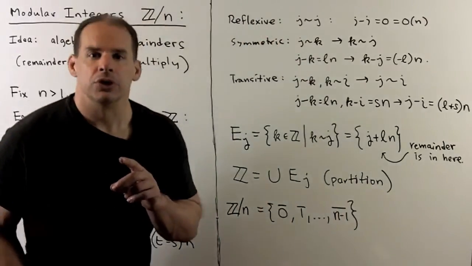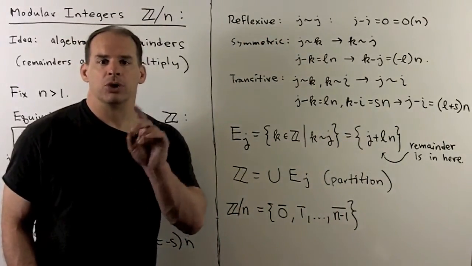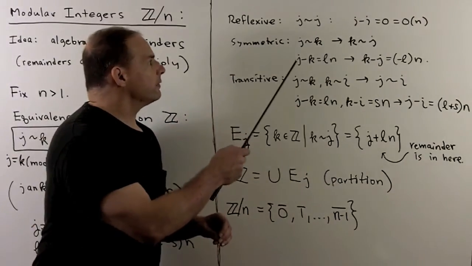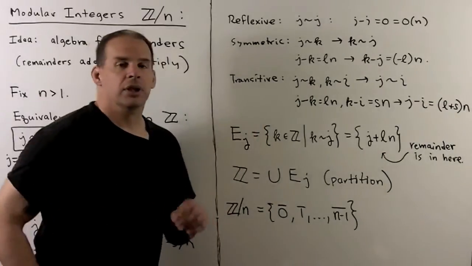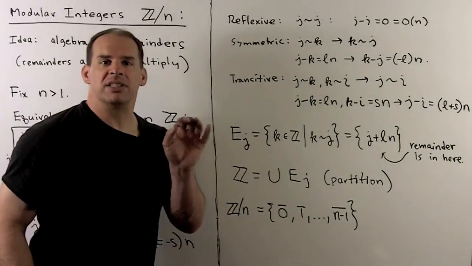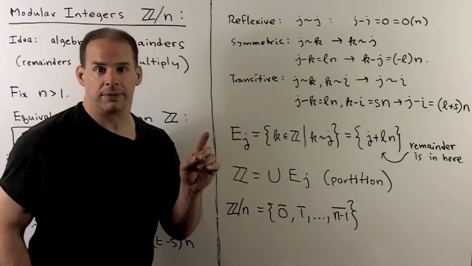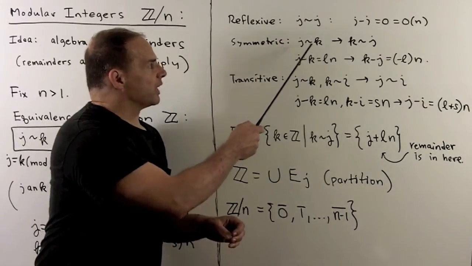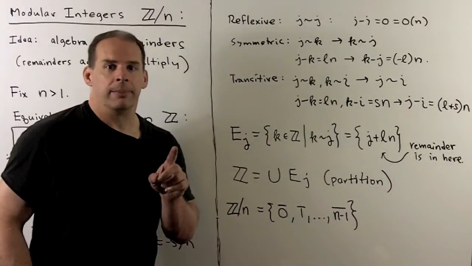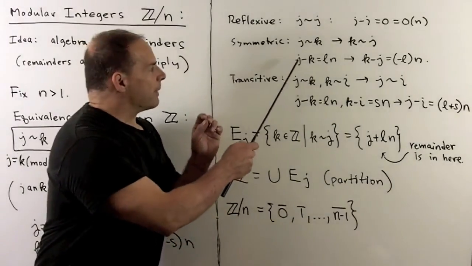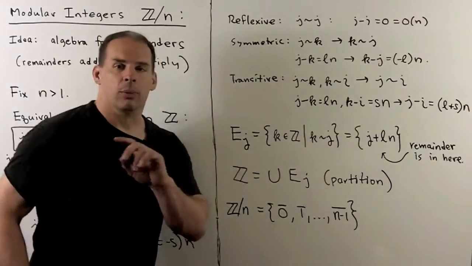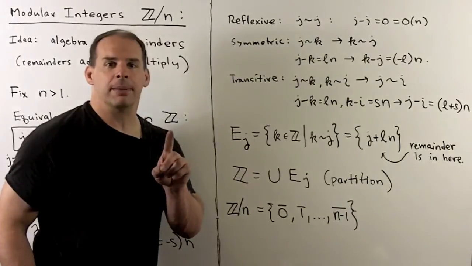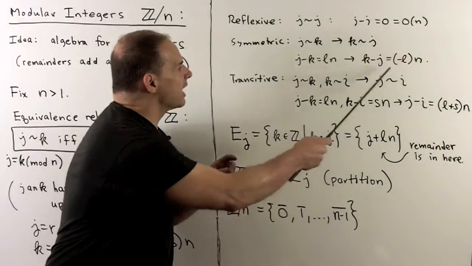Now, to show that we have an equivalence relation, we're going to show reflexive, symmetric, and transitive. For reflexive, we'll show j is related to j. So if we take the difference, we get 0, and that's the same as 0 times n. So reflexive. For symmetric, we're going to show if j is related to k, then k is related to j. So we have j minus k equal to L times n. We multiply through by minus 1. And that gives us k minus j equals minus L times n. This says symmetric.